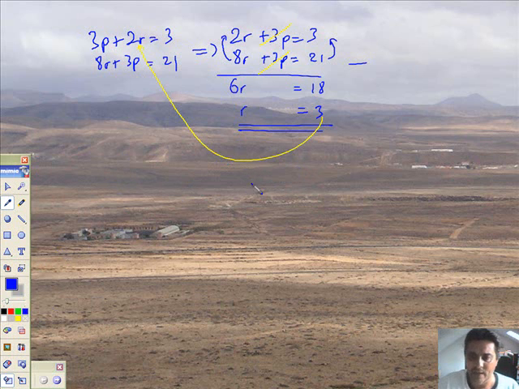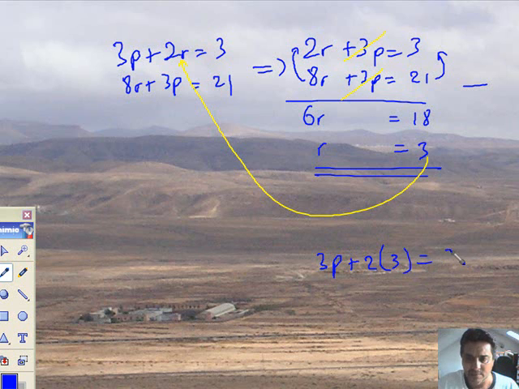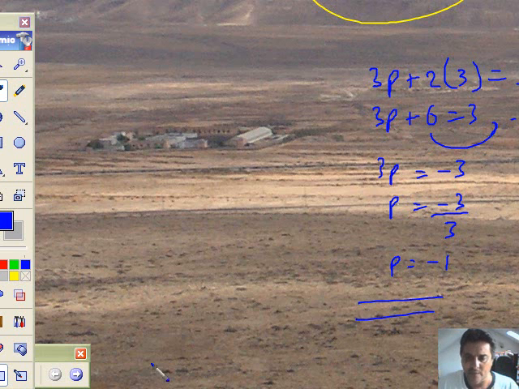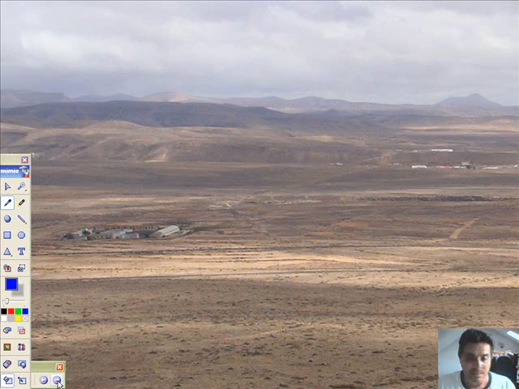Let me just work it out right here. I'm going to go 3p plus 2 lots of 3 comes to 3. That's the top equation there. Multiplying out, 2 3s is 6, equals 3. Take the 6 over and subtract. 3p equals 3 take away 6, minus 3. Now divide by 3, so minus 3 over 3, p is minus 1. Very, very easy indeed, isn't it? Nothing new there whatsoever. Let's do another question.